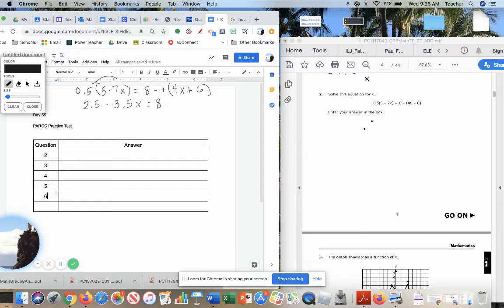Okay, now we have this negative sign here. So we've got to distribute it here. Negative 1, which is the invisible number here. Negative 1 times 4x is negative 4x. Negative 1 times 6 is negative 6.